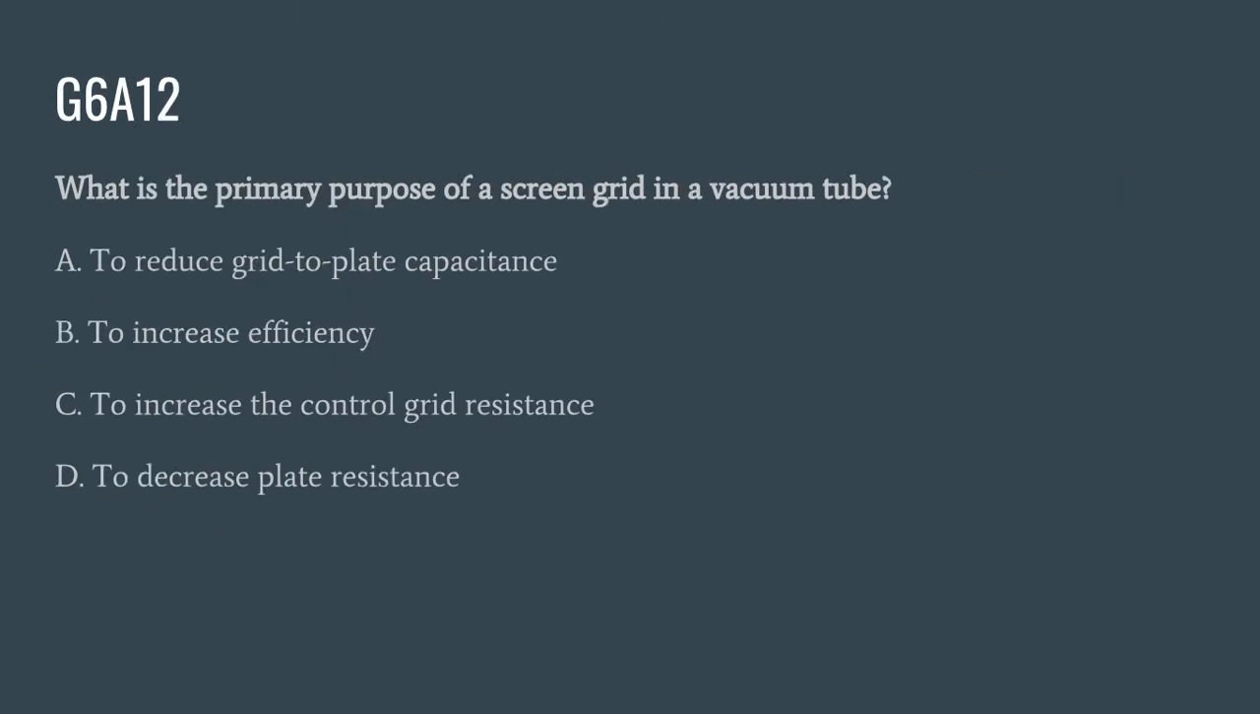G6A12, what is the primary purpose of a screen grid in a vacuum tube? A, to reduce grid-to-plate capacitance. B, to increase efficiency. C, to increase the control grid resistance. D, to decrease plate resistance. Correct answer A, to reduce grid-to-plate capacitance.